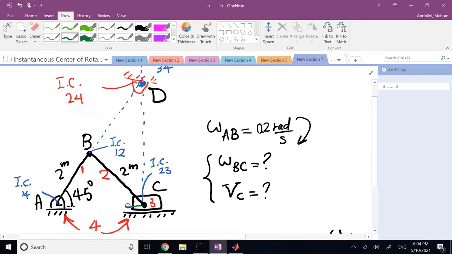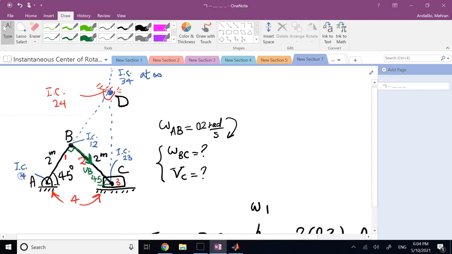And clearly, because of this clockwise rotation, V of point B is perpendicular to that. So here this angle is 45, this angle is 45, so this angle is 90 degrees. And so it is going to be along member BC. So along this line is going to be V of B, because it has to be perpendicular to the radial line. Okay, so that's about V of point B.